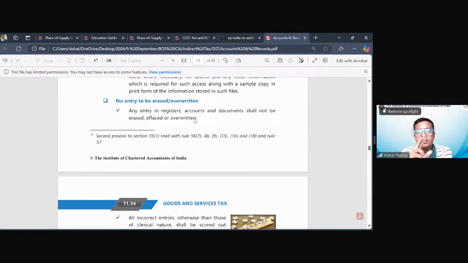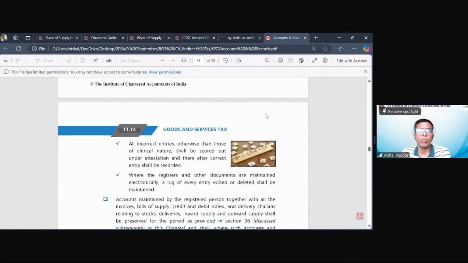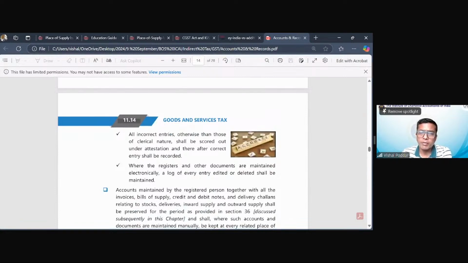Now you can find similarity between this and what I mentioned about excise records. Over there also, striking out using the whitener was not allowed, and if that happened, you need to immediately report the officer. Here also some similar point is put that no entry should be erased. Any entry in registers, account document shall not be erased, effaced or overwritten. All incorrect entries otherwise than those of clerical nature shall be scored out under attestation, and thereafter the correct entry should be recorded. Now, whose attestation? Your own attestation. You need not go to the department.